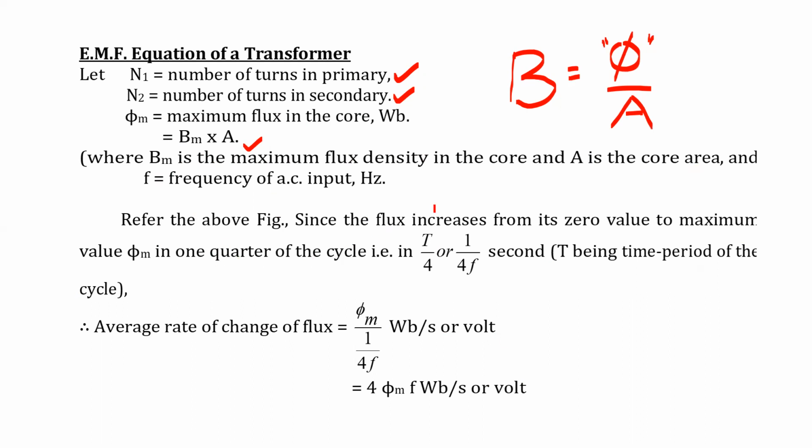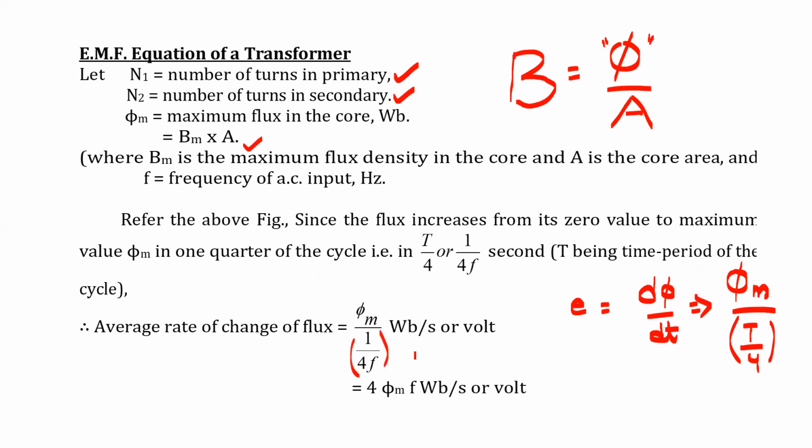According to Faraday's laws of electromagnetic induction, we know that the average induced EMF is equal to the rate of change of flux, d phi by dt. I know these two values now. From the previous slide, I know phi m will occur across a time period of T by 4. Just substitute here. One more thing: T is equal to 1 upon f. So phi m divided by 1 upon 4f. Can I write this like this? 4 f phi m. This is the average induced EMF.